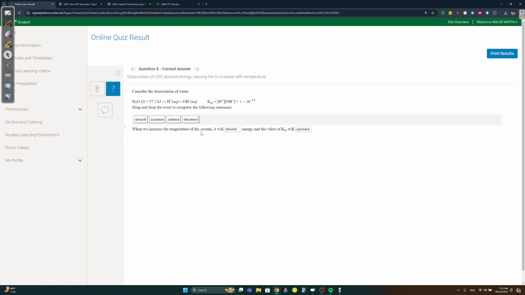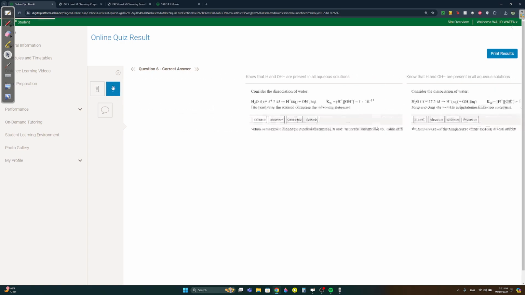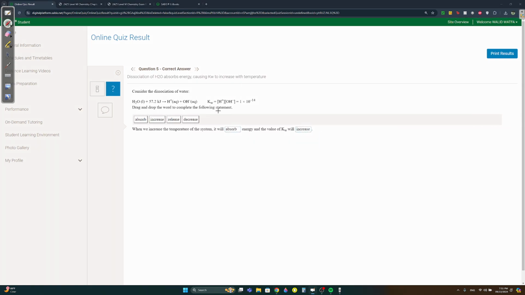When you increase the temperature of the system, it will absorb energy and the value of Kw will increase. I guess just memorize this because it wasn't in any of the notes or any of the books. So if you increase temperature, it absorbs more energy, which causes Kw to increase. Okay? A common mistake is that students will say 10 to the power of negative 14 is bigger than 10 to the power of negative 13. 10 to the power of negative 13 is bigger because negative 13 is greater than negative 14. Okay, don't make this silly mistake.